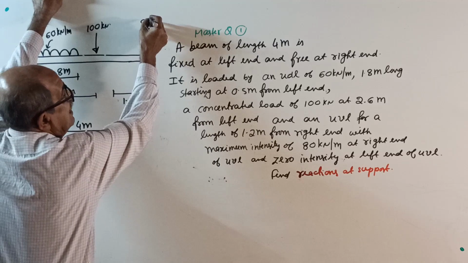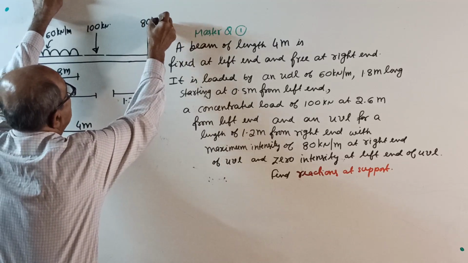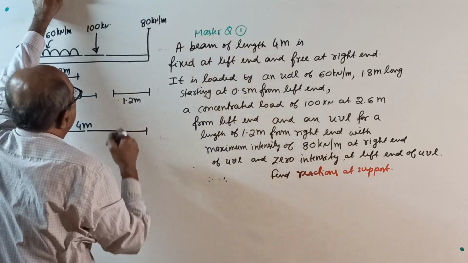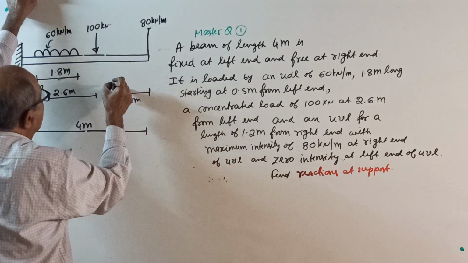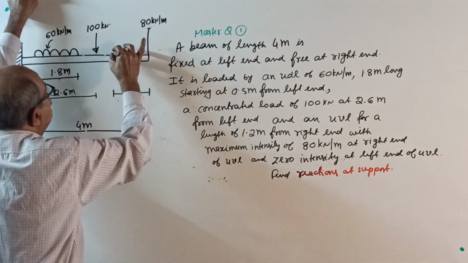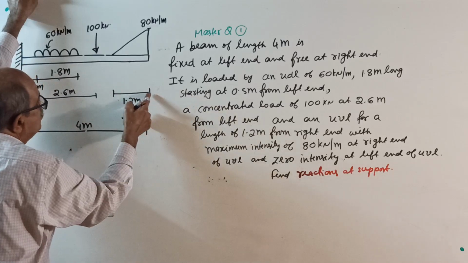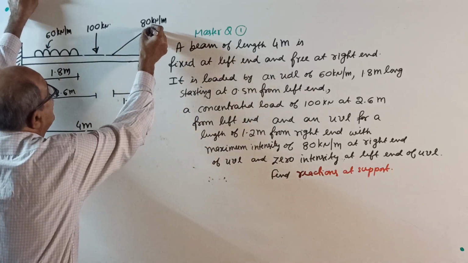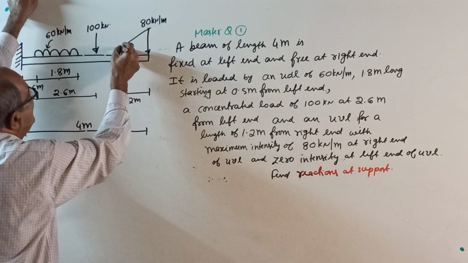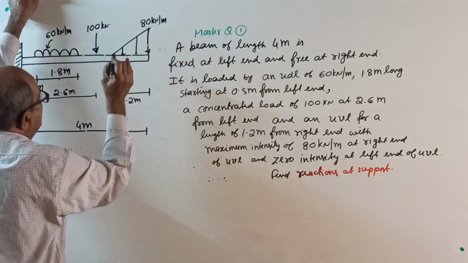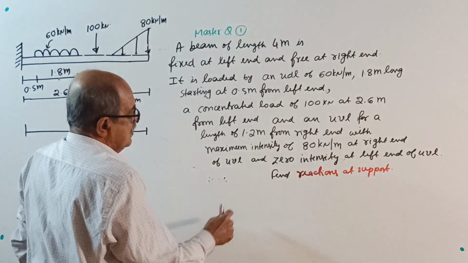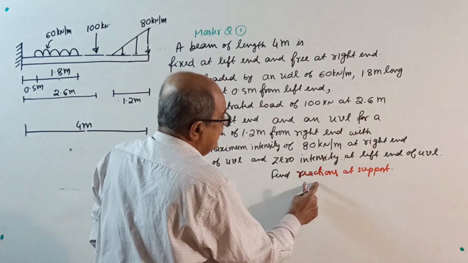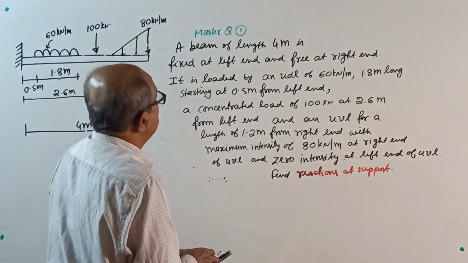80 kilonewton per meter. I have to check the board once. 80 kN per meter at the right end, and zero intensity at the left end of the UVL here. They told us the UVL is for a length of 1.2 meter. At the right end of the UVL is the maximum intensity, zero here. This is the UVL. Now this gap I require later. Find reactions at support. The question I am going to remove now.